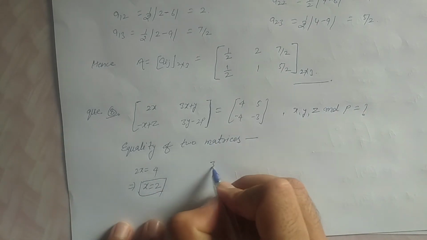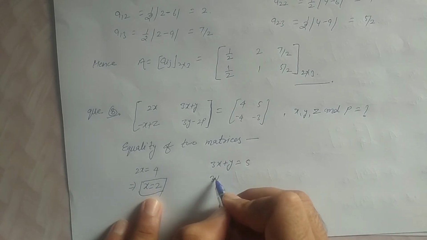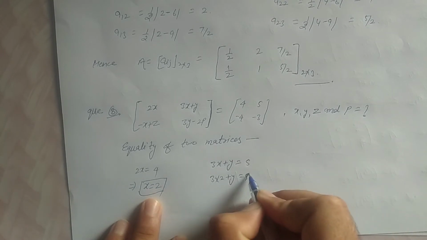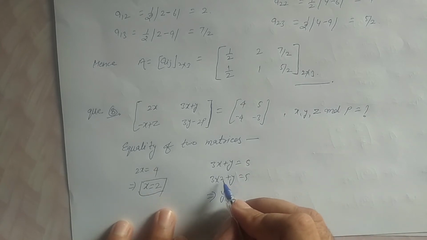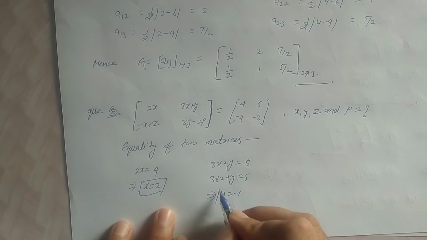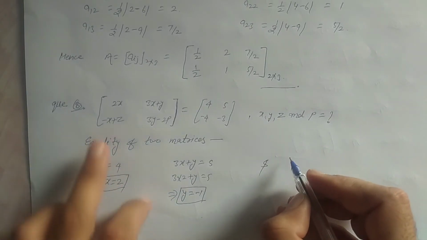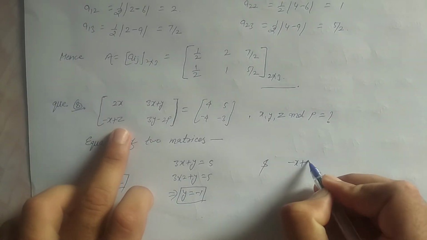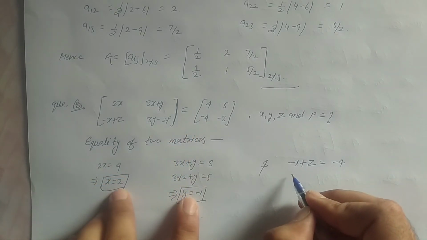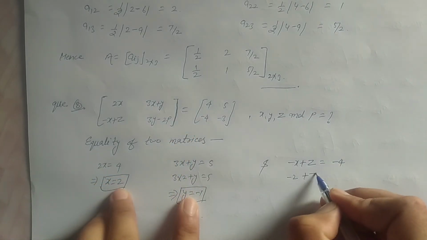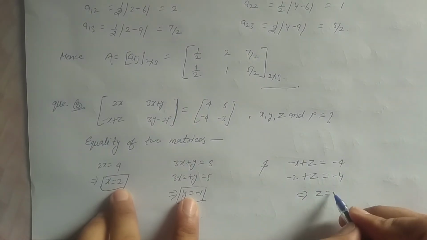And 3x plus y is equal to 5. x is equal to 2, so 3 into 2 plus y is equal to 5, which implies y is equal to 5 minus 6, that is minus 1. Again, minus x plus z is equal to minus 4. x is equal to 2, so minus 2 plus z is equal to minus 4, which implies z is equal to minus 2.